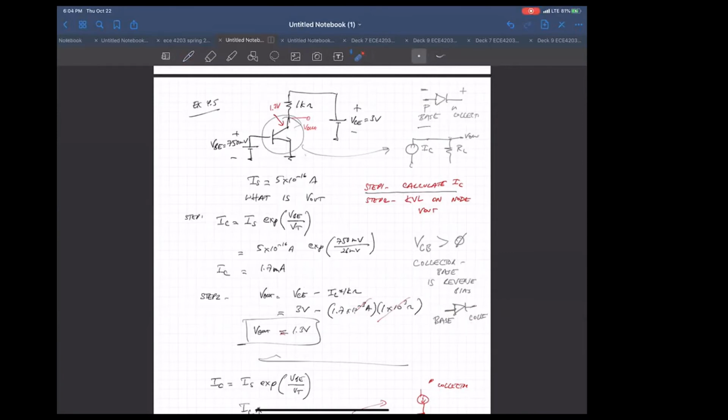So, Professor, just so that I get this, in example 4.5 the voltage of the collector base is 550, right? That's correct. Yep. Okay, got it. Thank you. Sure.